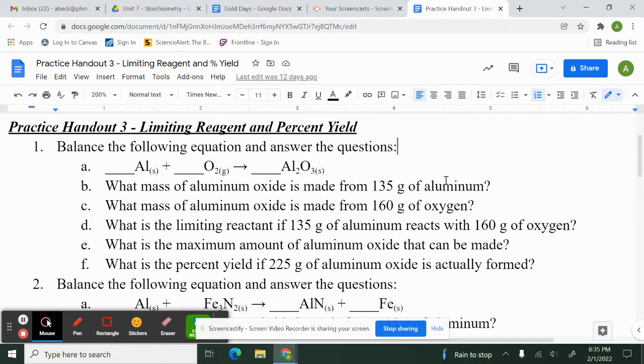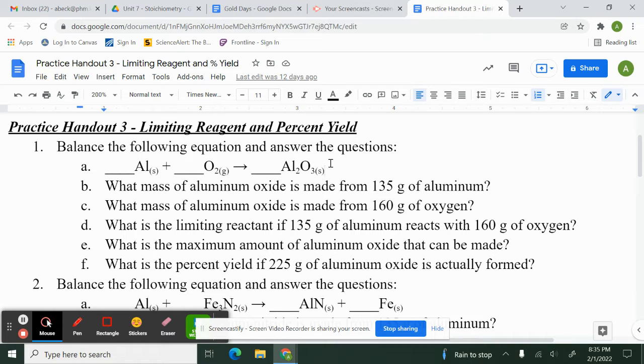You can see: balance the following equation and answer the following questions. Which means we've got to balance this equation first right here. You always have to balance the equation. You guys are getting good at it. You know exactly what to do. I've then broken it down into two things.